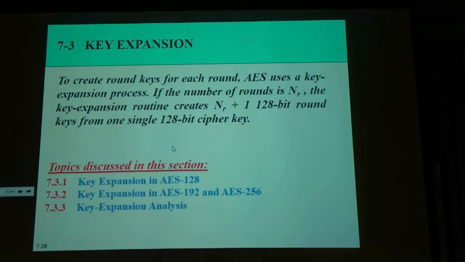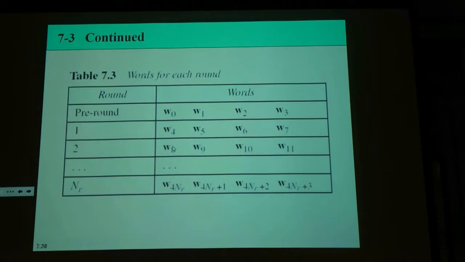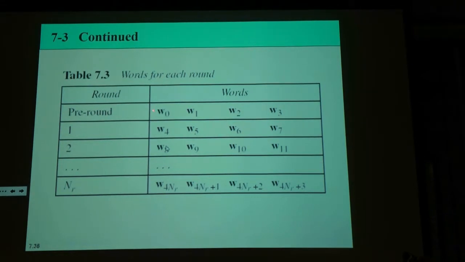So in the key expansion, what you do to create the round keys, we always have to have one more than the number of rounds. So if we have 10 rounds, we're going to have 11, right? So what we do, the pre-round, we're going to have how many words? Word 0 to word 3. Round 1, word 4 to word 7, until, depending on the number of rounds, the last 4 words. So the question is, how do we calculate these?